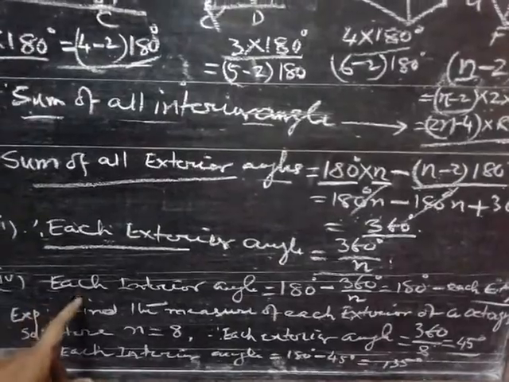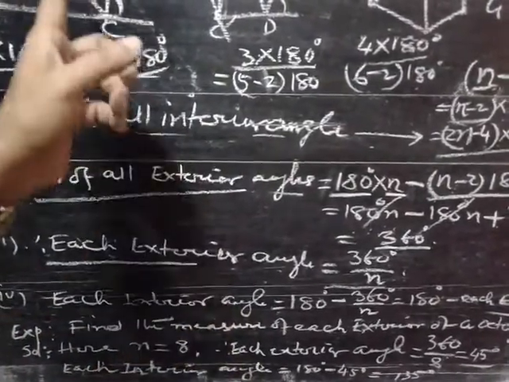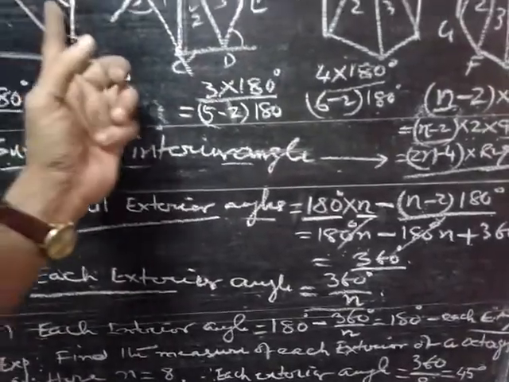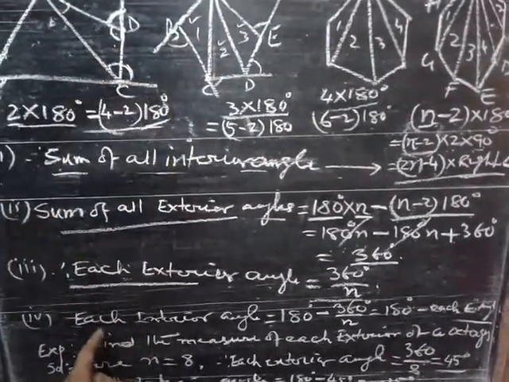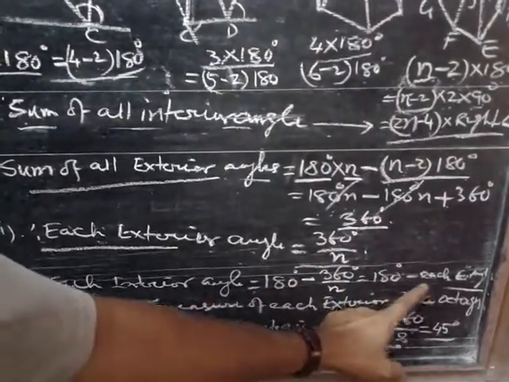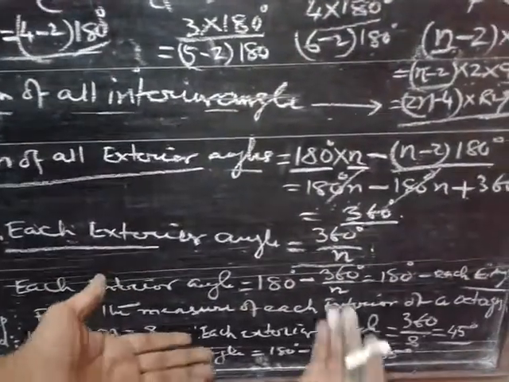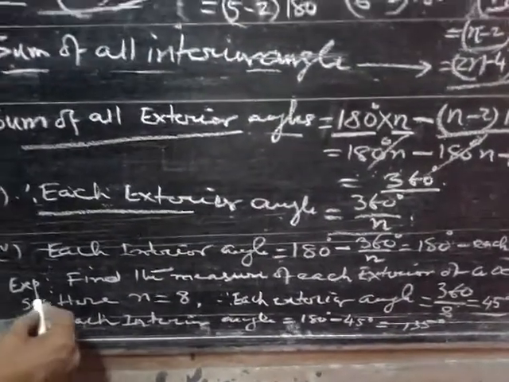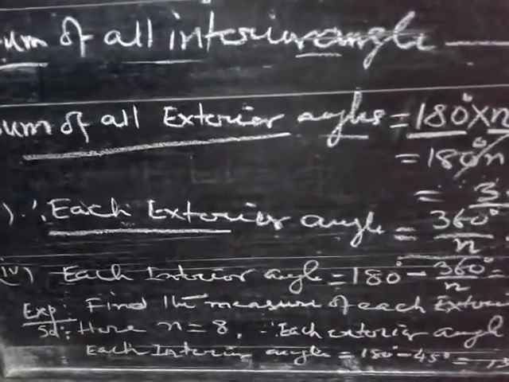Now, each exterior angle, we know that 180 minus the exterior angle gives the interior angle. So each interior angle will be 180 minus each exterior angle. So you can also measure like this. And I am just giving you some problems.